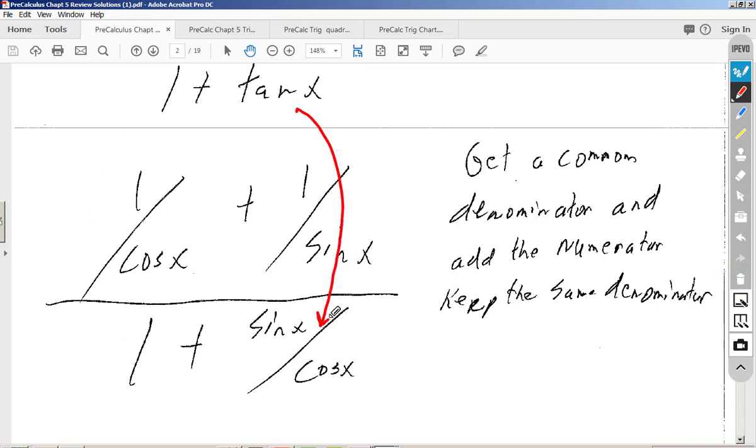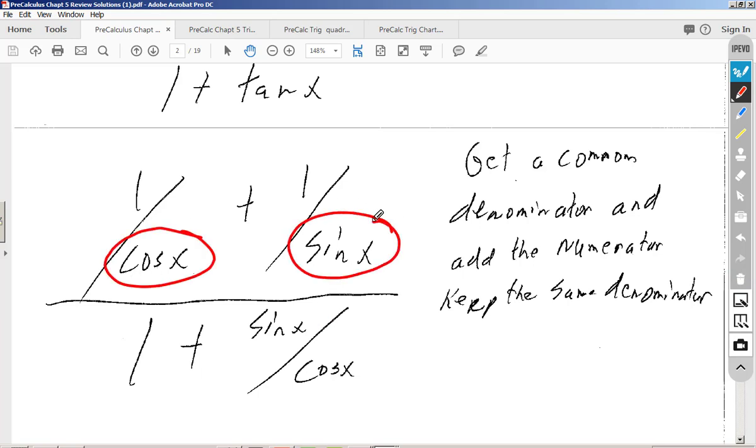Okay, now that I've done that, I've changed those, I need a common denominator. So to find my common denominator, here's this cosine of x, sine of x, so its common denominator would be cosine of x, sine of x. And then also down here, I'm going to treat these separately. This is over 1, so this one would actually have a common denominator of the cosine of x. So that's going to be my next step, to get those common denominators.